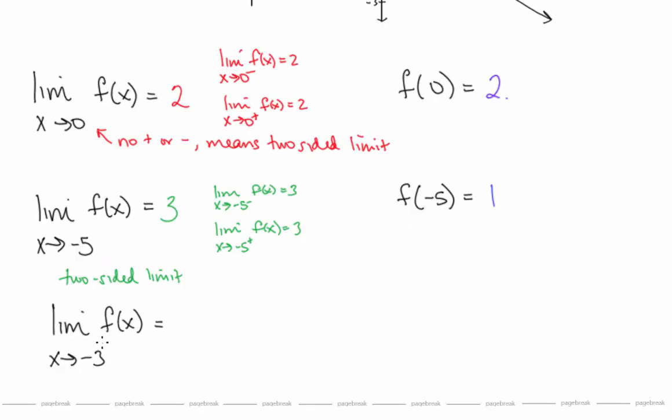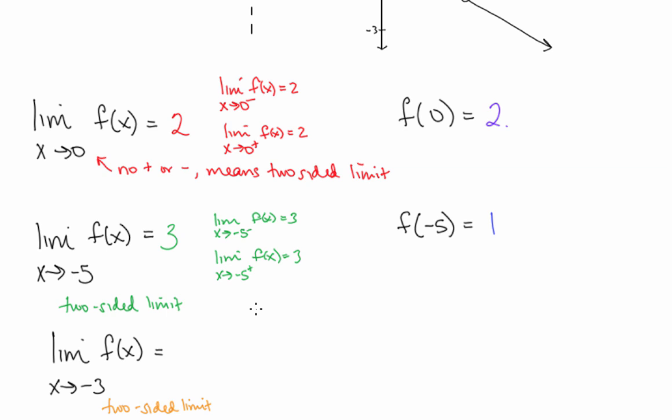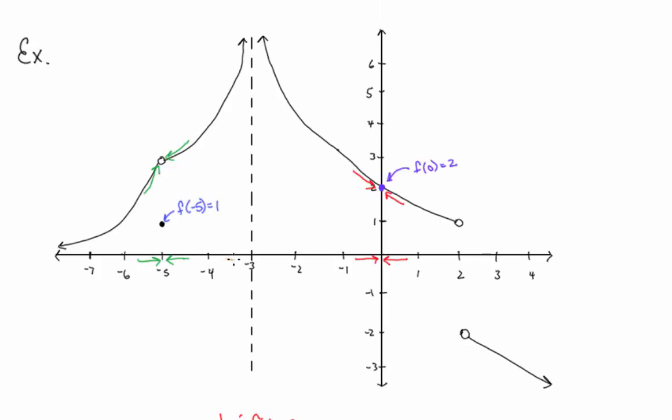Now we have the limit of f of x as x goes to negative 3. Again, a two-sided limit. As x goes to negative 3 from the left, the corresponding function values approach positive infinity. As x goes to negative 3 from the right, the corresponding function values approach positive infinity. So from both sides, the function values are approaching positive infinity.